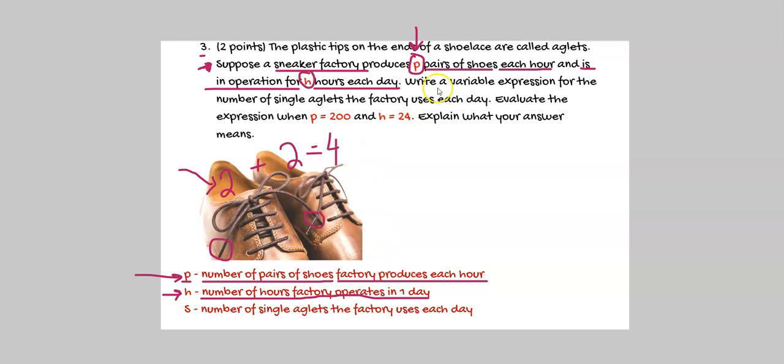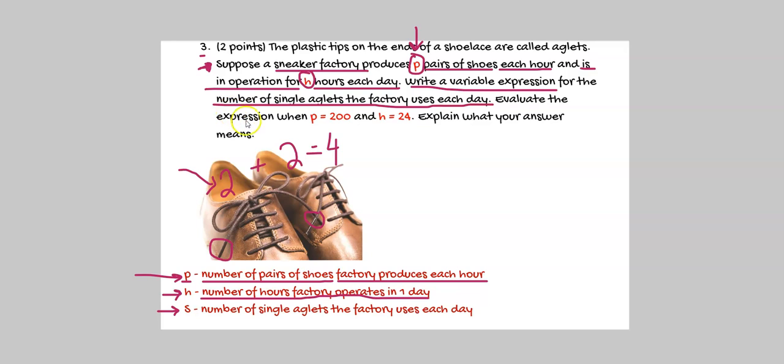Now we have to write a variable expression for the number of single aglets the factory uses each day. If you want, you can create a third variable that stands for the number of single aglets the factory uses each day, but you don't have to, since this says to write a variable expression. So we can use only the variables P and H.